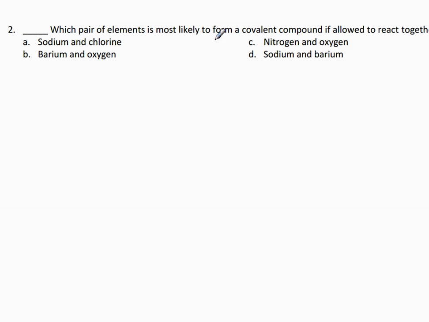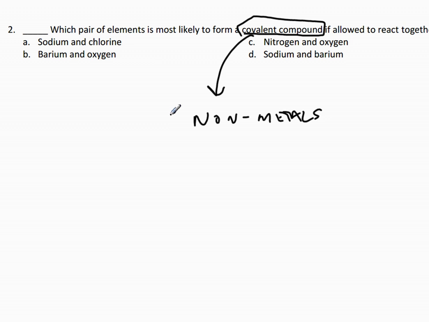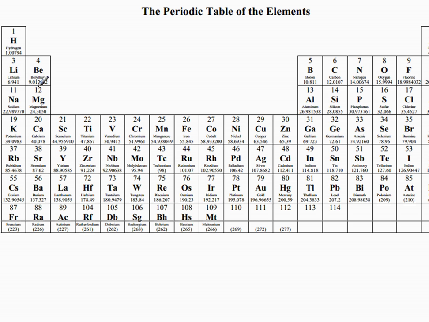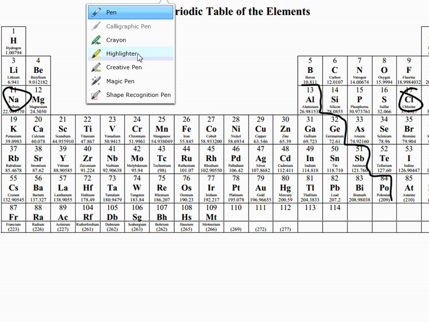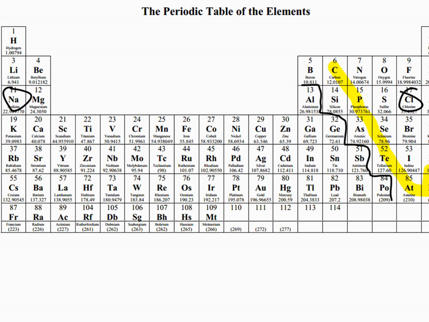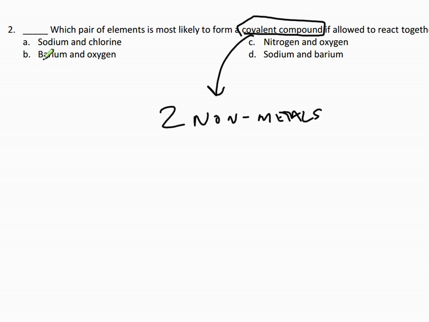Next one: which pair of elements is most likely to form a covalent compound? If it's saying covalent, it's asking you for two nonmetals. That's what the question is asking you on this little practice test: which one is two nonmetals. If you look at the periodic table, sodium and chlorine, nope, that's a metal and a nonmetal, because remember, here's the haunted staircase that separates metals and nonmetals. When you're talking about a covalent compound, it has to be two nonmetals, and this is the nonmetal section of the periodic table. So that's not it. Barium's a metal, so that's not going to be correct.